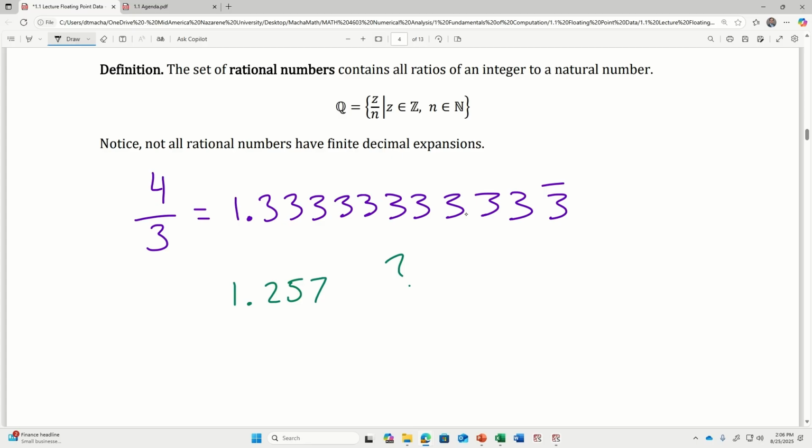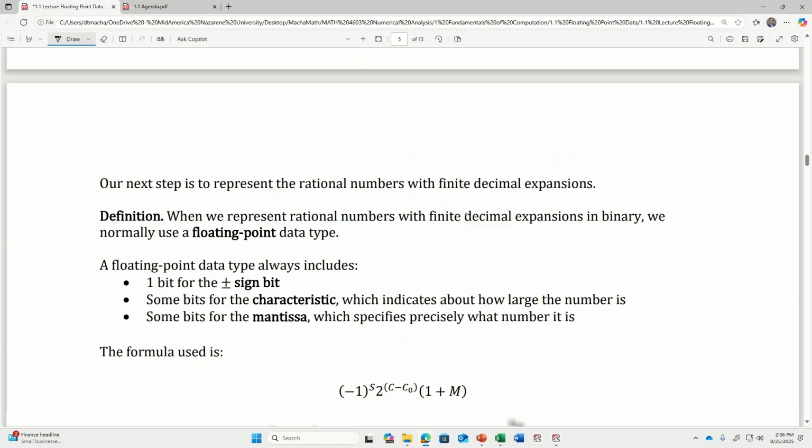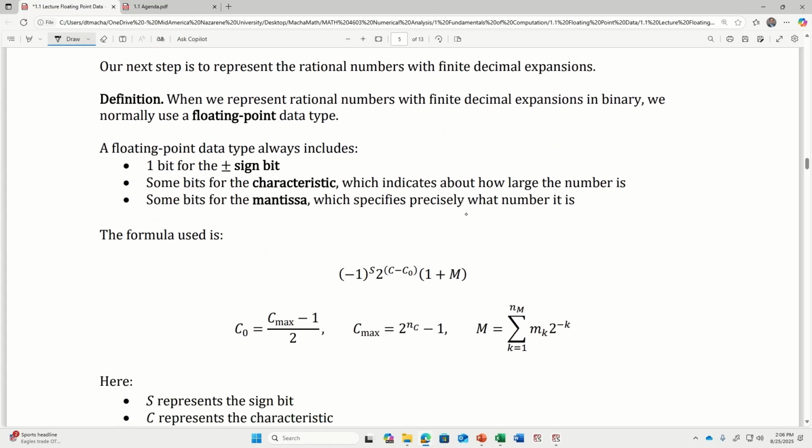What we're going to do is we're going to introduce a data type called the floating point data type. Quick show of hands. Who has heard of the floating point data type? 1, 2, 3 people? Okay. 3.5 people. We are going to have to use this fancy data type.